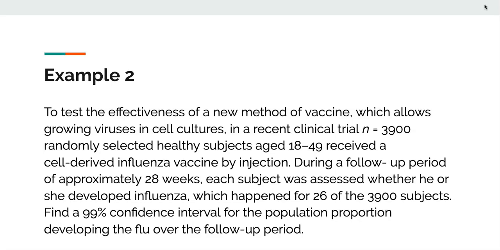They want us to be very confident in this interval. They want us to create a 99% confidence interval for the population proportion developing the flu over the follow-up period. So assuming these healthy subjects who are randomly selected are a good representation of the population, we're going to go ahead and create this confidence interval for them. Let's do that.